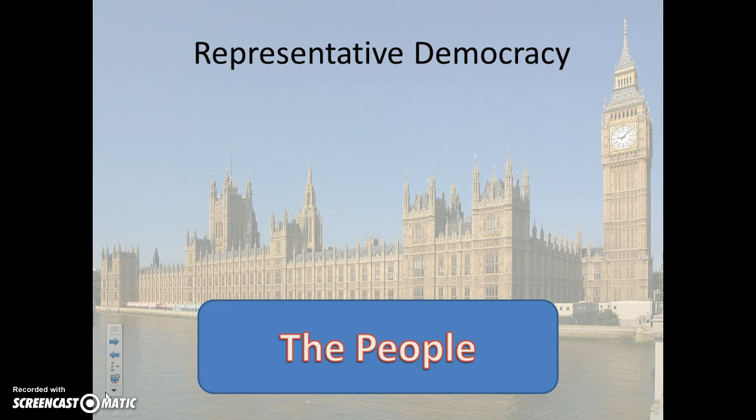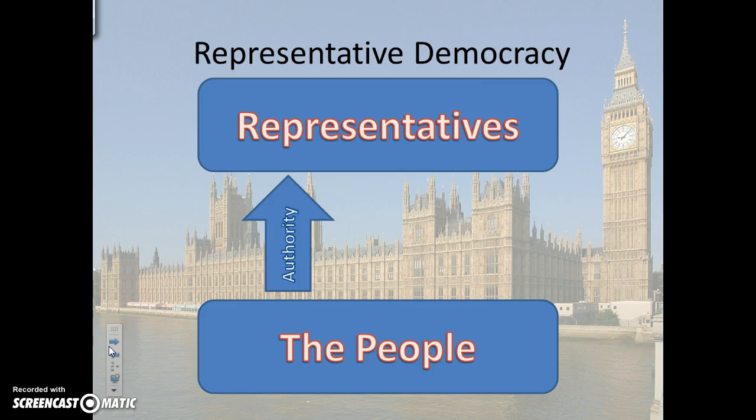Now, this is the model that we employ in this country. It's the model that most countries nowadays employ. We have the people. The people are the source of all political authority. So they have the power. But they grant authority to representatives to exercise that power on their behalf.